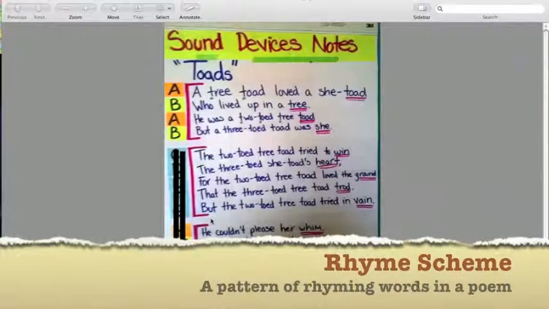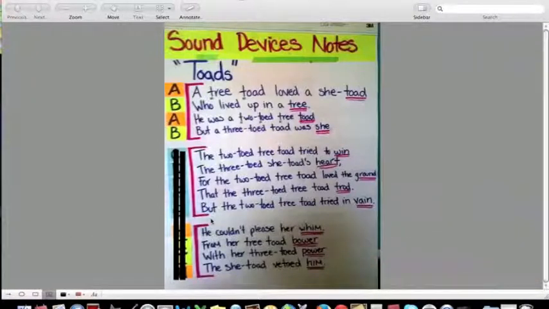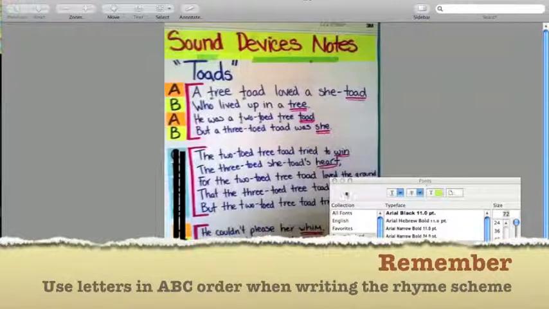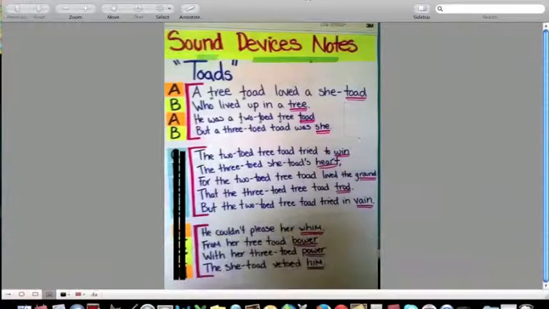Rhyme scheme is a pattern of rhyming words in a poem. When identifying the pattern or the rhyme scheme, we use letters in alphabetical order. So an example of what a rhyme scheme would look like would be A, B, A, B. Another example could be A, B, B, A. We are going to go through the poem Toads and actually identify the rhyme scheme. But first, let's take a step back.